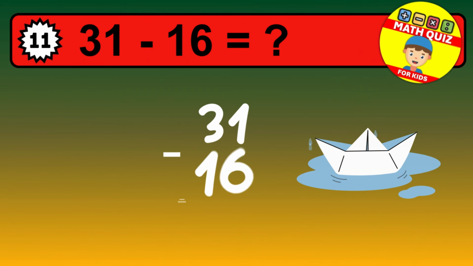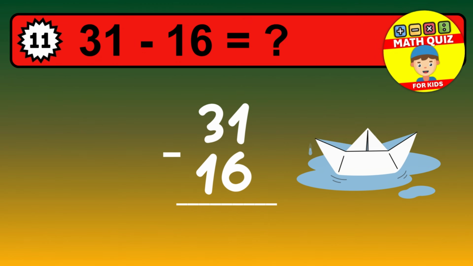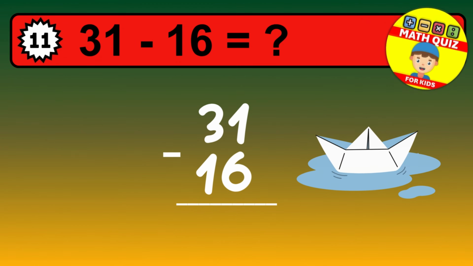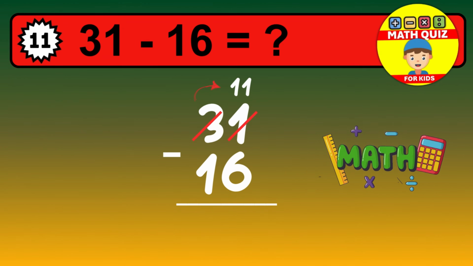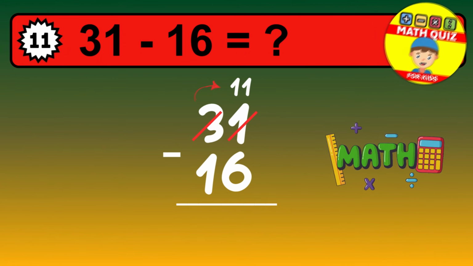Let's solve this step by step. We start with the units. 1 minus 6 is not possible, so we need to regroup. We take 1 ten from the tens column. Now we have 2 tens, and the units become 11.